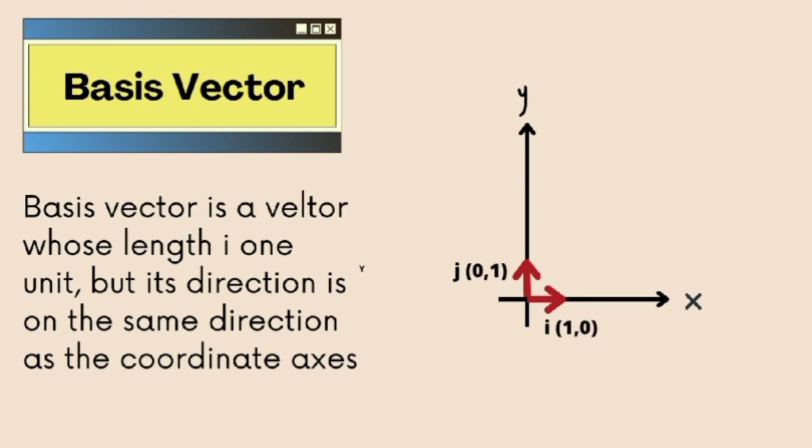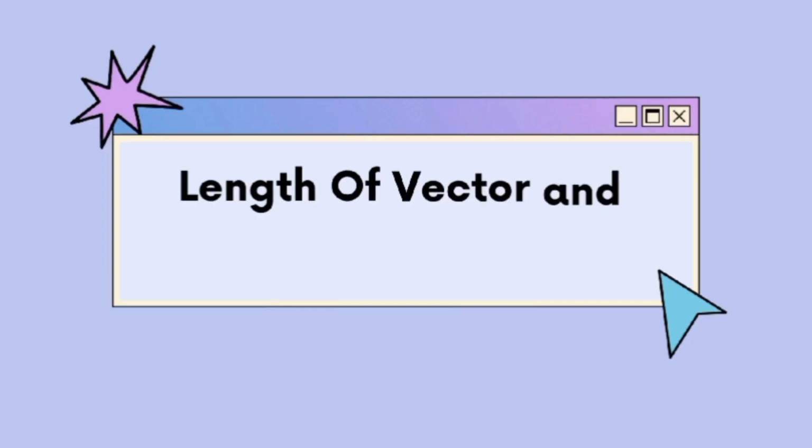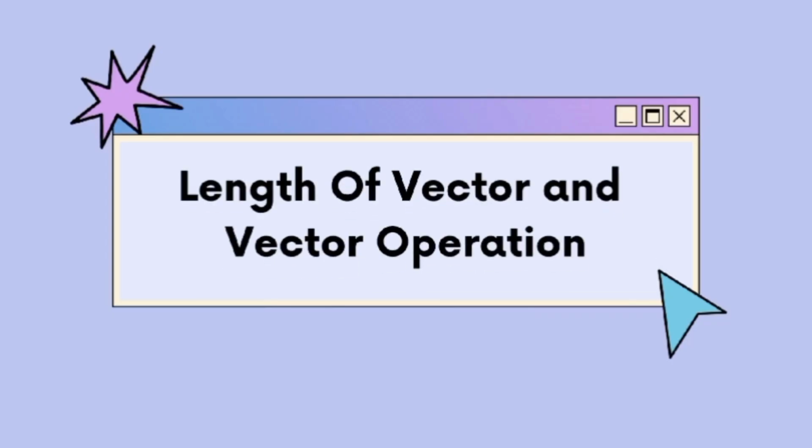Basic vector. Basic vector is a vector whose length is 1 unit, but its direction is the same direction as the coordinate axis, with point J, 0 and 1, and with point I, 1 and 0. Length of vector and vector operation.